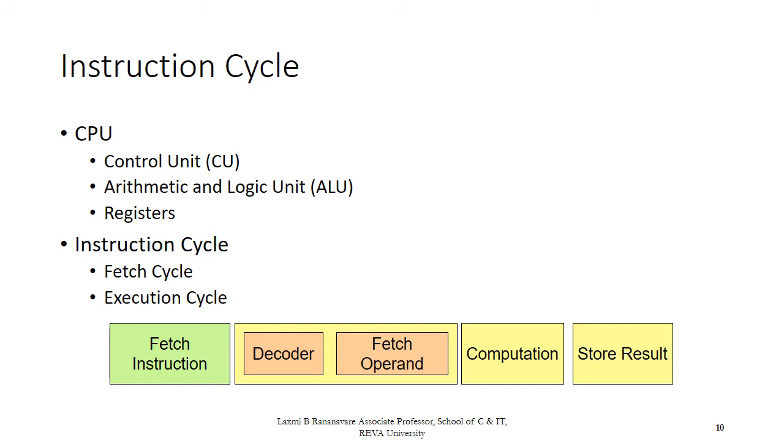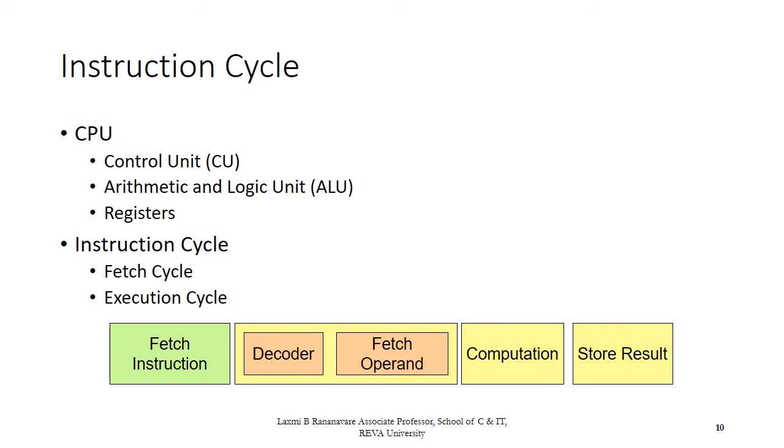So what is there in the central processing unit? It has three parts. One is the control unit, second is the arithmetic and logic unit, and third is registers. These registers are used as scratch pads. That means the intermediate results are stored in the registers, and the processor has its own registers. Any architecture will have its own registers.